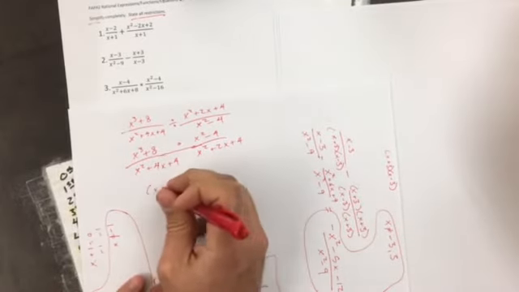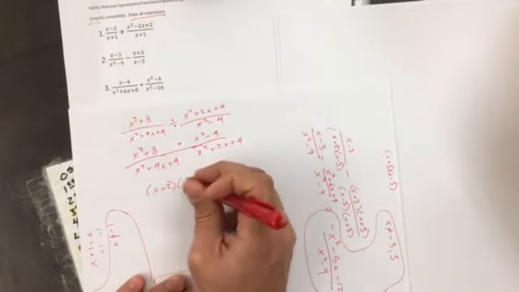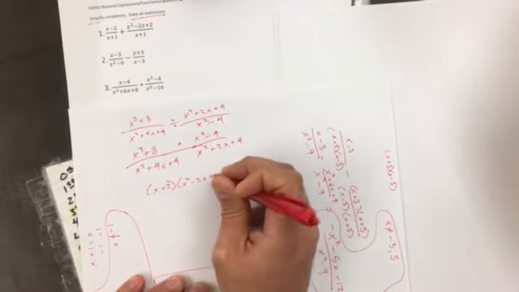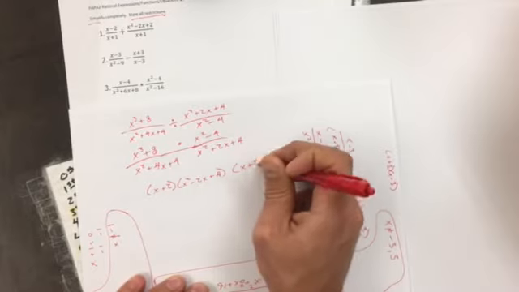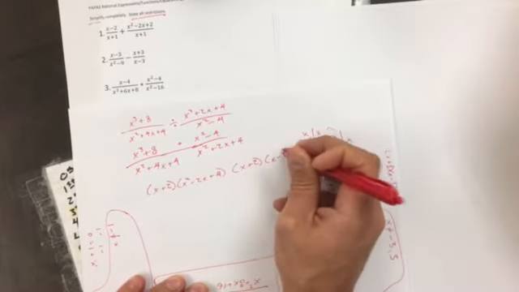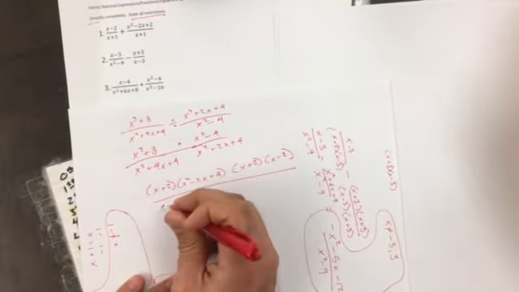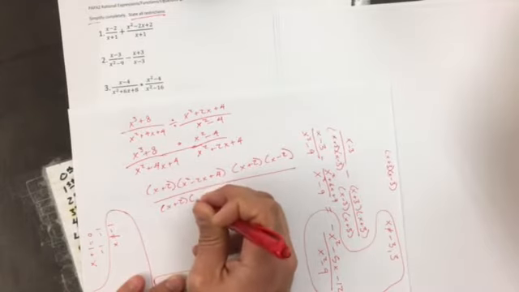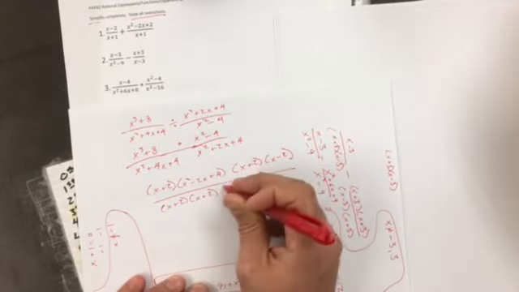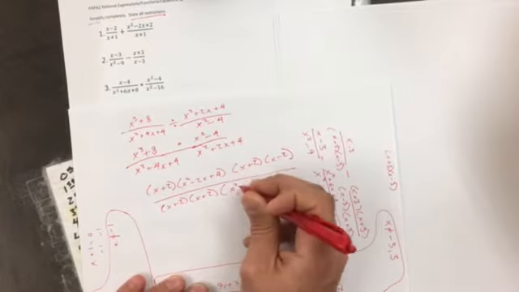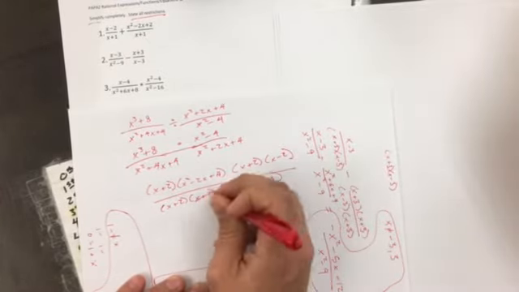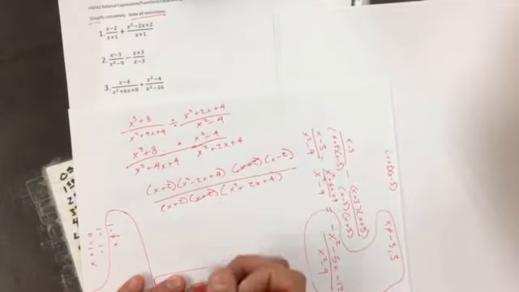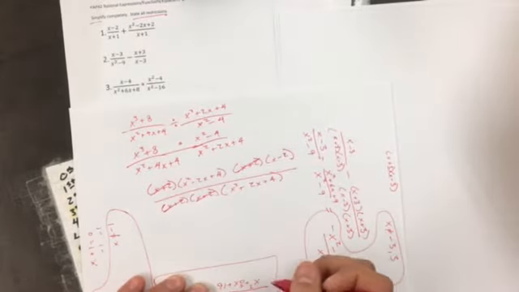I need to factor things, so this is going to be x plus 2, x squared minus 2x plus 4. This is going to be x plus 2, x minus 2. This is going to be x plus 2, x plus 2. And this, I can't factor it out, so it's going to be x squared plus 2x plus 4. X plus 2, those cancel. X plus 2, x plus 2, those cancel.